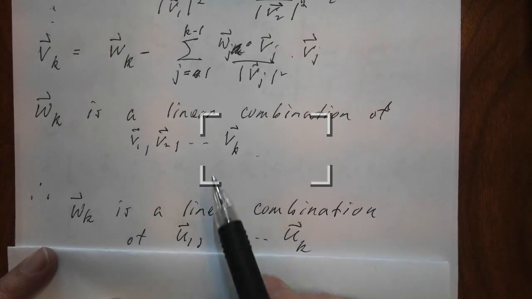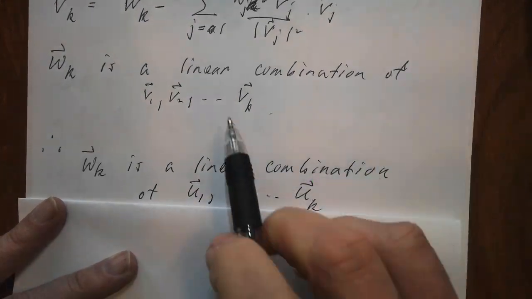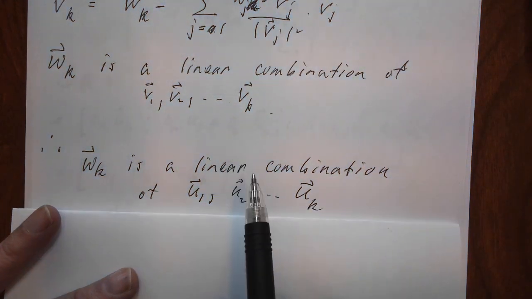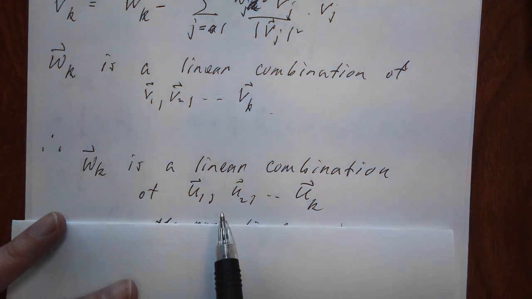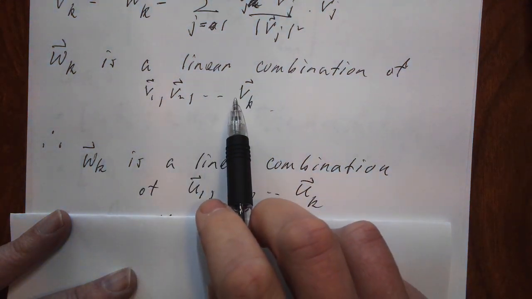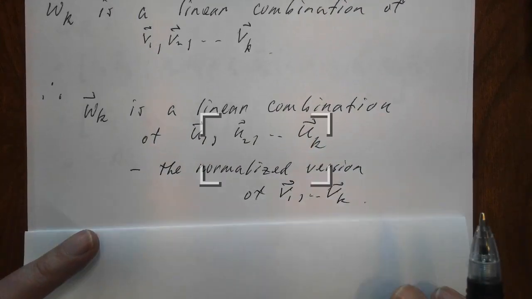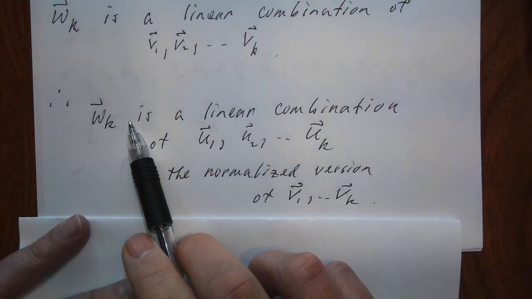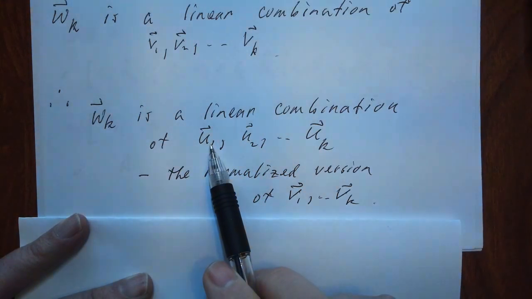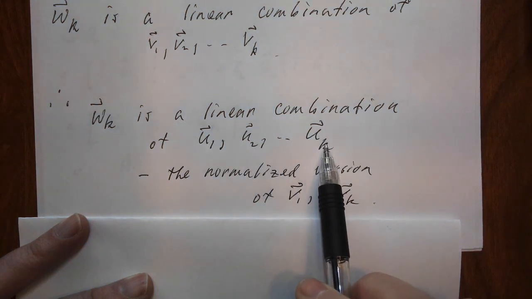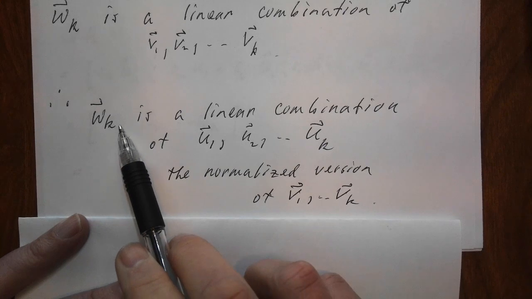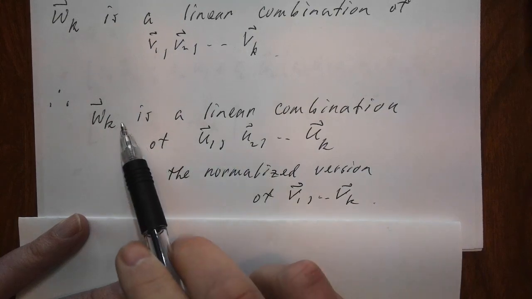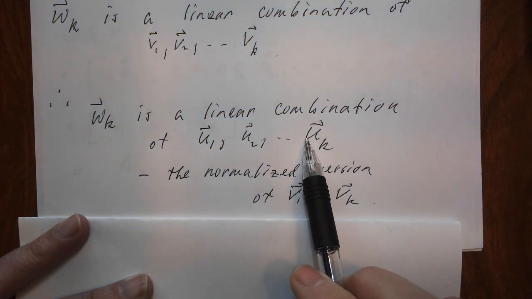And because I get the orthonormal basis by normalizing each of these, and because each of the normalized versions just differs by a scalar, what this says is that each of the column vectors Wk in our original matrix is a linear combination of the orthonormal basis vectors u1 up through u sub k. So for example, W1 is going to be a linear combination of just u1. W2 is a linear combination of u1 and u2. W3 is a linear combination of u1, u2, u3.